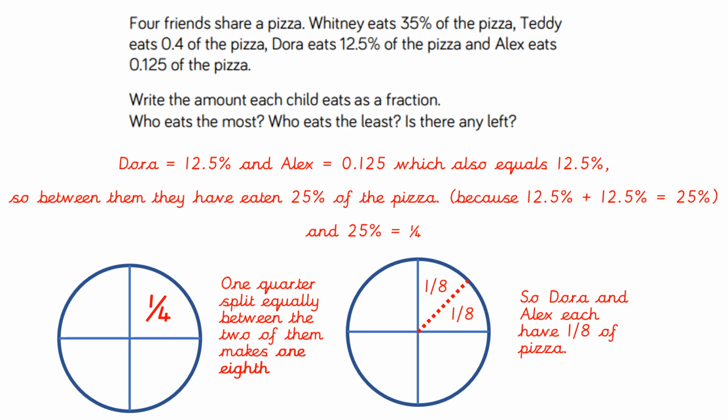And then we say, oh, well, I know that 25% equals a quarter. So if 25% equals 1/4, which you can see there on the left, 1/4 split equally between 2 of them then makes 1/8. So 25% equals a quarter. Split that equally between Dora and Alex, that means they've got 1/8 each. So as a fraction, Dora has had 1/8 and Alex has had 1/8. Okay, and then together they've had 1/4.